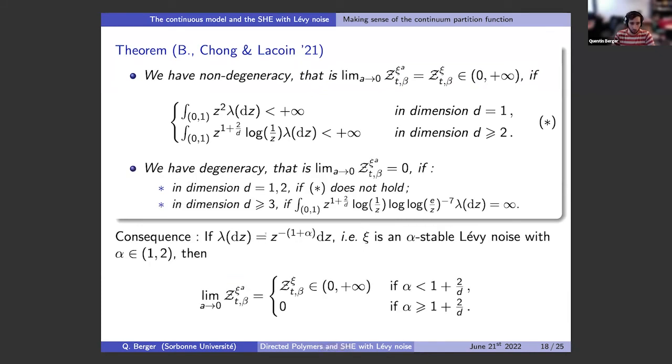And if I put the measure with heavy tail, you recover exactly the result I gave before, meaning that the partition function will converge to a non-trivial random variable if alpha is strictly smaller than 1 plus 2 over d, and converge to 0 if alpha is larger. So this shows that you cannot hope to construct a solution of the stochastic heat equation if your noise is alpha-stable with alpha larger than 1 plus 2 over d. Okay, and I think I will stop here.